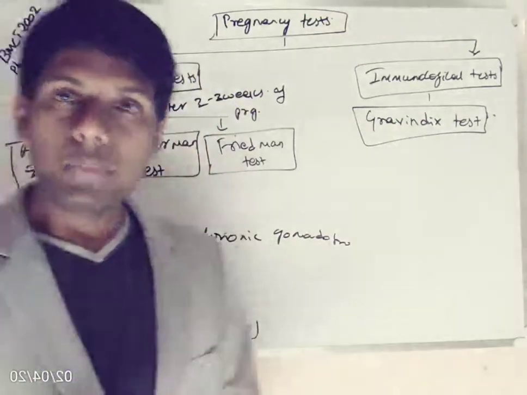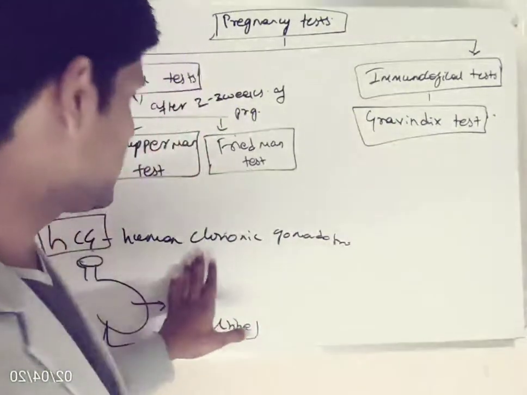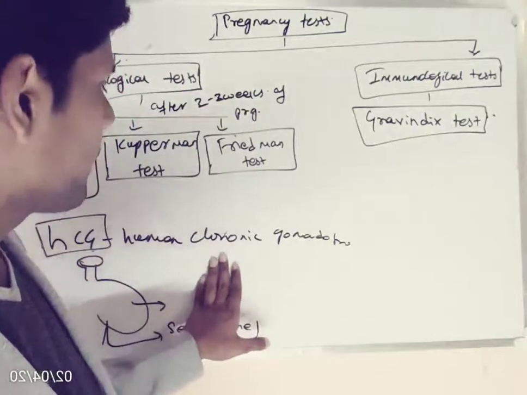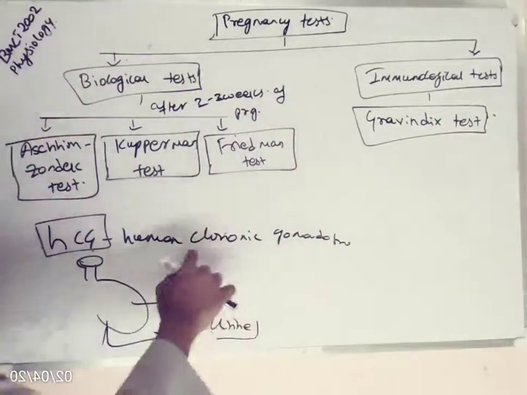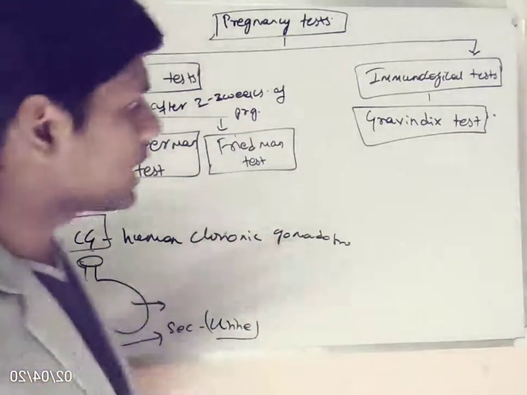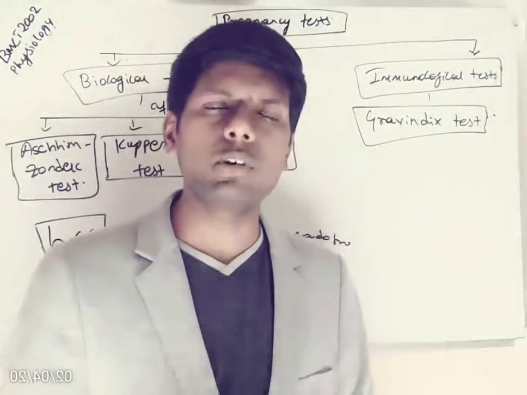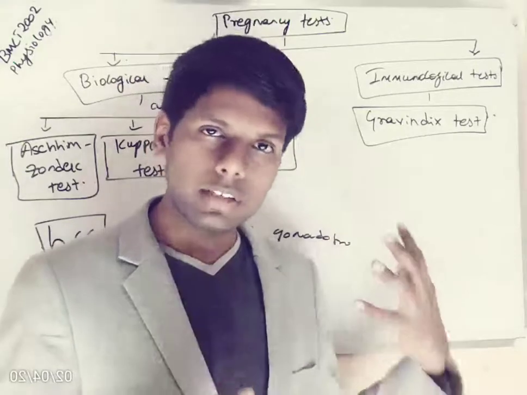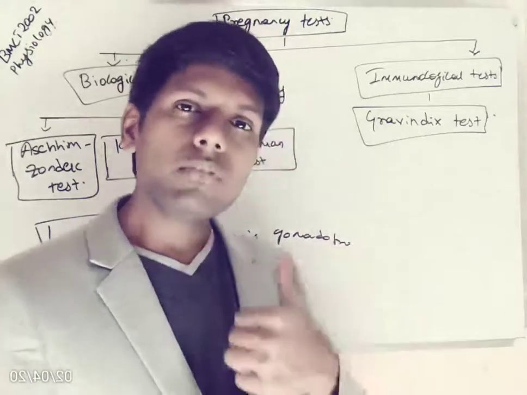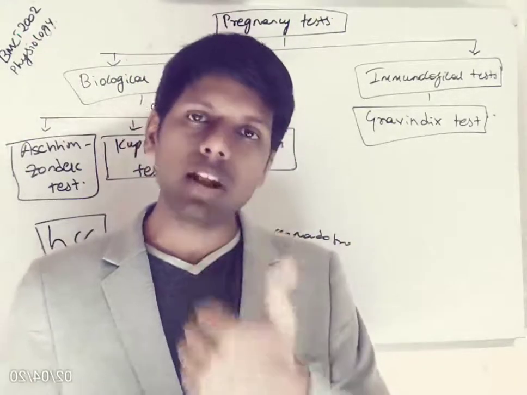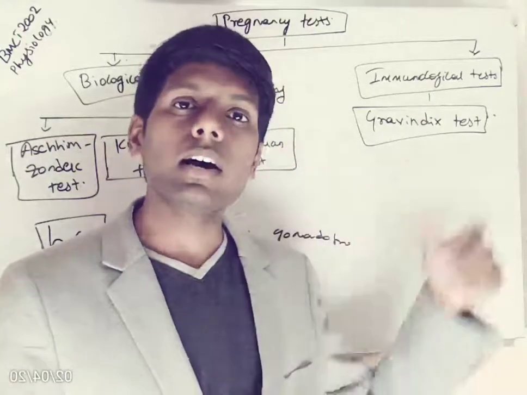Detection of this HCG is the main thing in this pregnancy test, so HCG plays a crucial role. So how do we detect this HCG? Presence of HCG obviously indicates that the woman is pregnant, right? In order to detect this HCG, we will approach two methods: one is the biological method and the second is the immunological method.